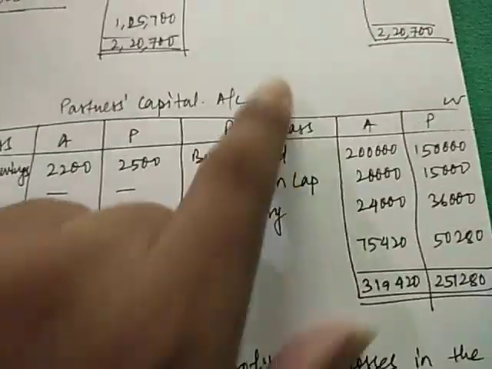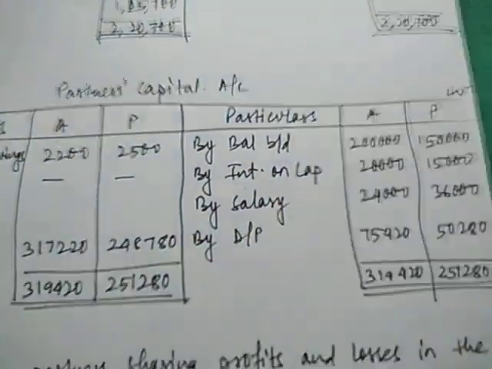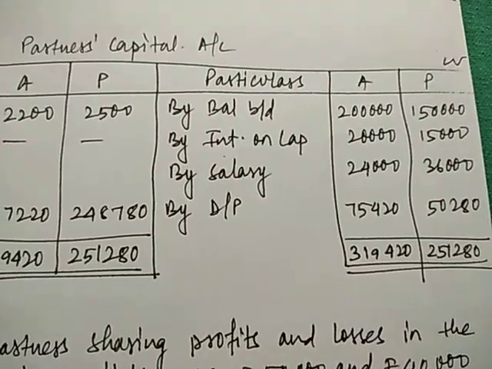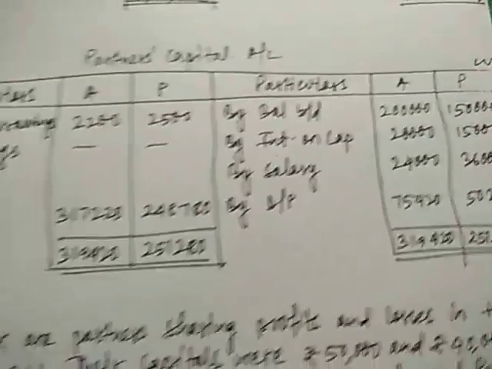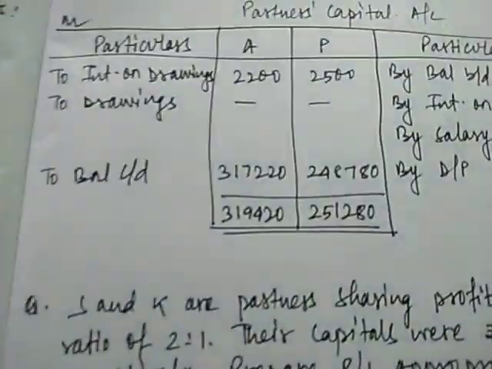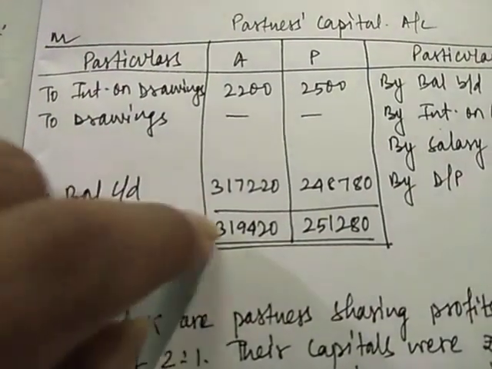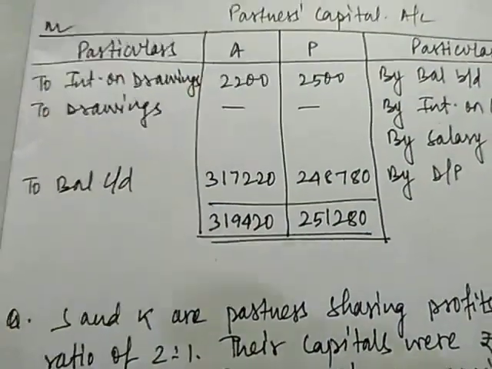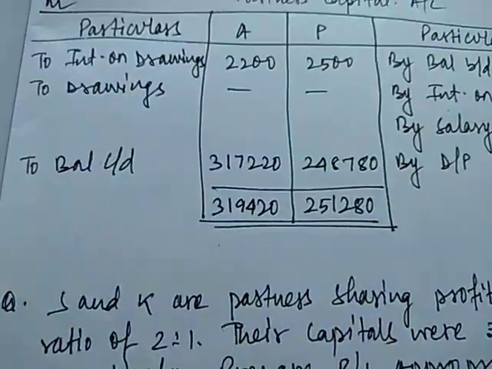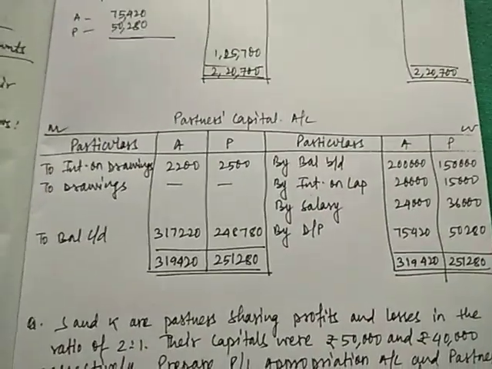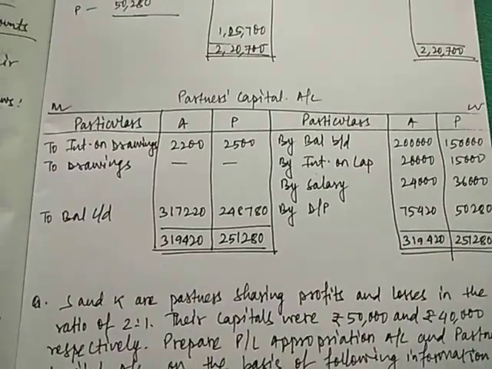Now, after adding up the credit side, we get 3,19,420 for A and 2,51,280 for P. The same total will carry on the debit side, and from this total we'll subtract the amount that is already in the debit side. From this, if we subtract this 2,200, we'll get 3,17,220, and from this 2,51,280, if we subtract 2,500, we'll be getting 2,48,780. So this is the partners capital account, if you can see here properly.